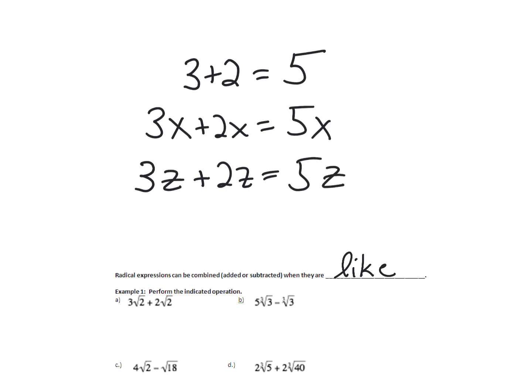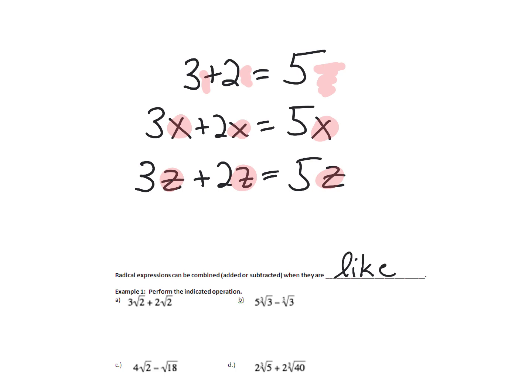For you Mr. Clark fans, I was going to do 3 pez plus 2 pez. 5 pez. Yeah, so the idea is that we just bring along that variable part when we're combining like terms. You may even observe that the 5 didn't have anything attached to it because the 3 and the 2 didn't either. It's not like I put x squared there or z squared. I just brought the variable along for the ride.